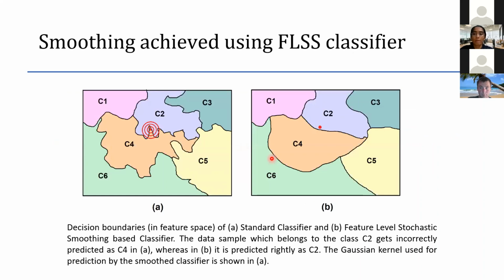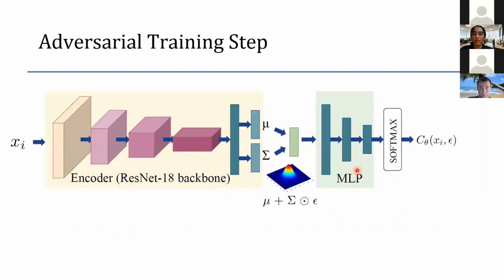Feature space decision boundaries of standard classifiers tend to be highly non-smooth, leading to poor generalization. In the proposed method, we generate predictions by taking an expectation over randomized feature vectors, leading to smoother decision boundaries and hence better generalization. We now look at the adversarial training procedure. In the first step, we train on adversarial samples, which are generated by maximizing cross-entropy loss using 10 PGD steps and 1 adversarial weight perturbation step.